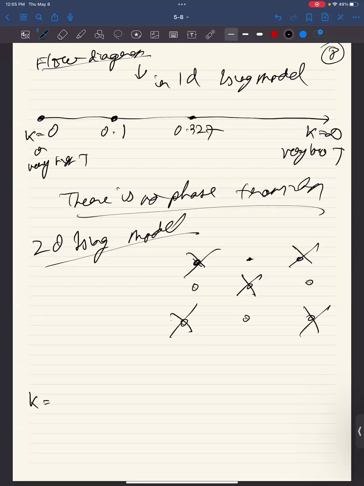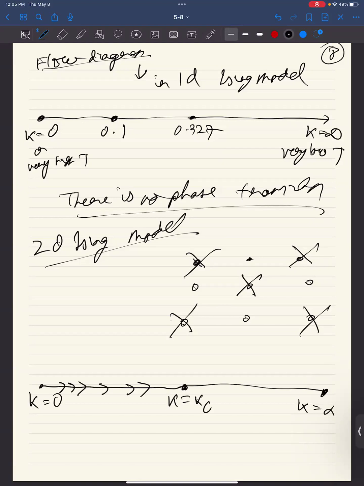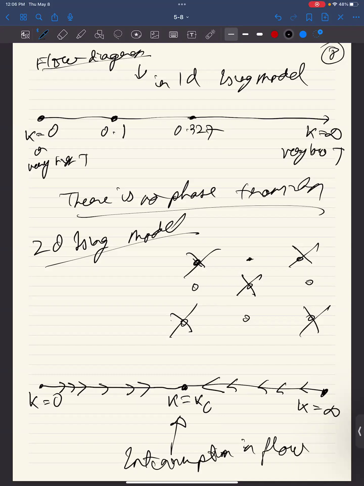You start from k equal to 0, and you can keep going in this direction until you get to k equal to kc, and then it will get stuck. It won't give you any higher values of kc. You can also start from a k very, very high, equal to infinity, and then you will see that the recursion relations keep bringing you to a smaller value and get stuck at k equal to kc. So there is an interruption in flow, which means there is something where a phase transition is happening, right?